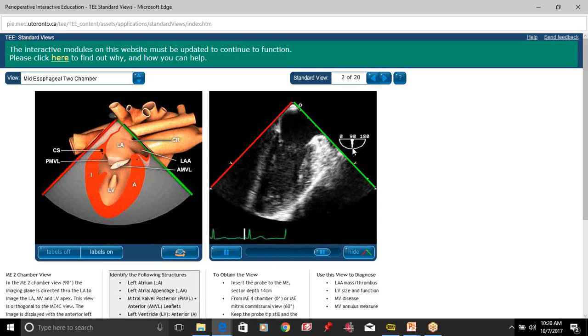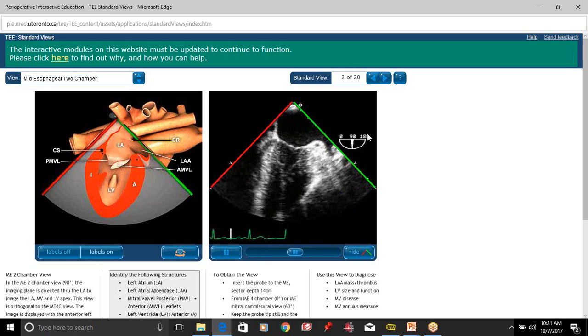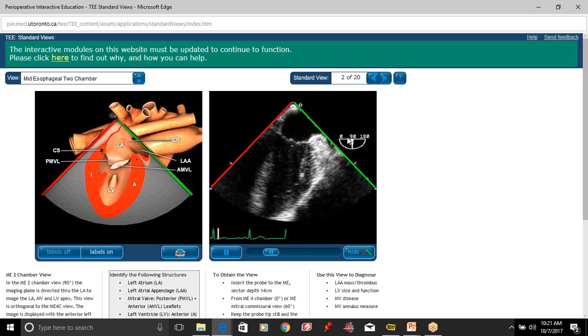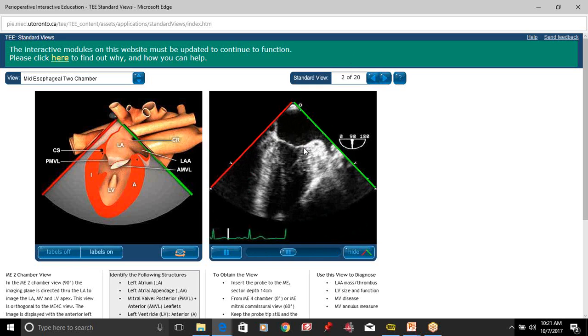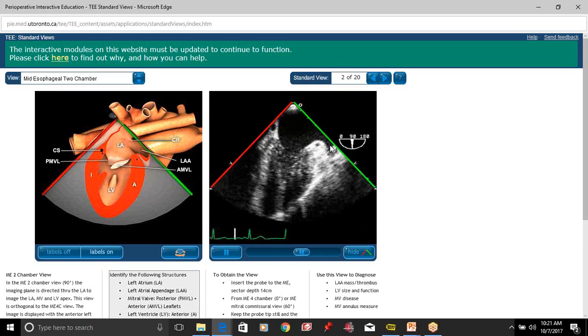So you have to take out the transesophageal probe and look at the controls. You're going to have a button to change the degrees of the camera, and you're going to have controls that will anteflex or retroflex the probe or move it from side to side. So 2-chamber view, anterior mitral leaflet, posterior mitral leaflet. This is the anterior wall, inferior wall. The left atrium is right there, left atrial appendage.